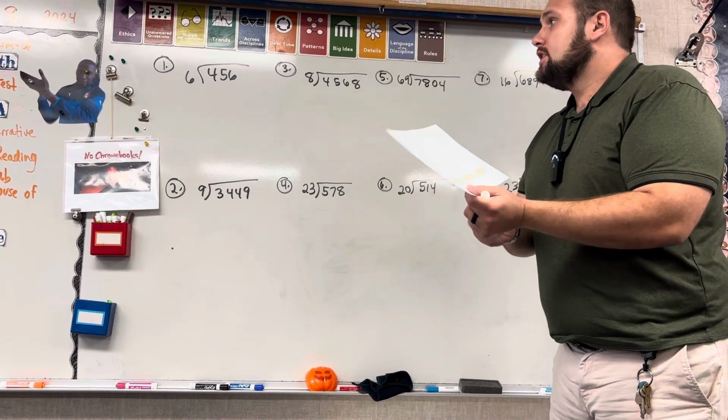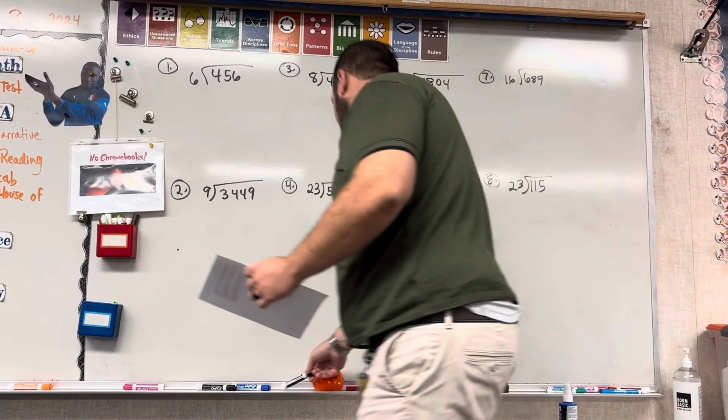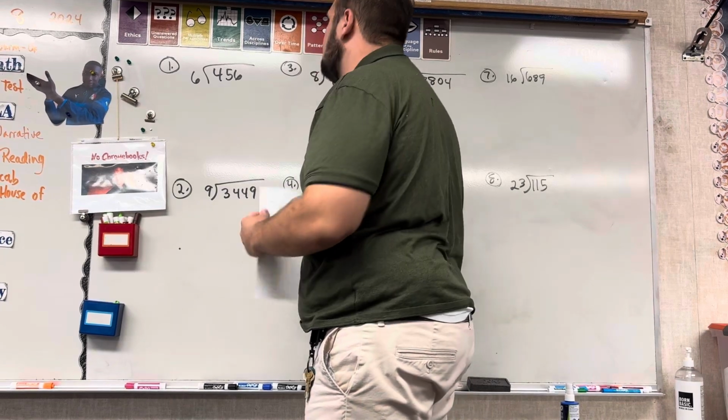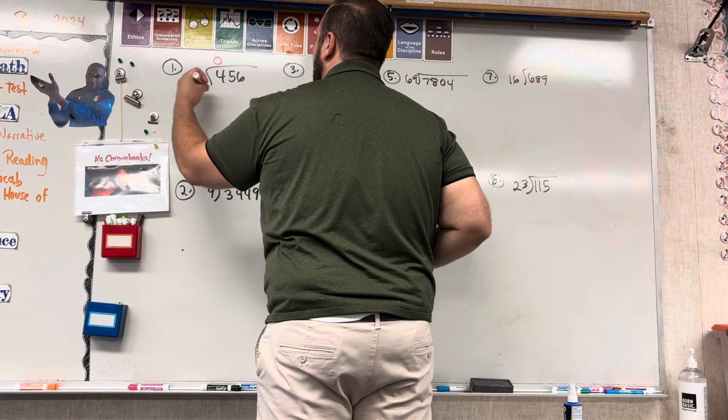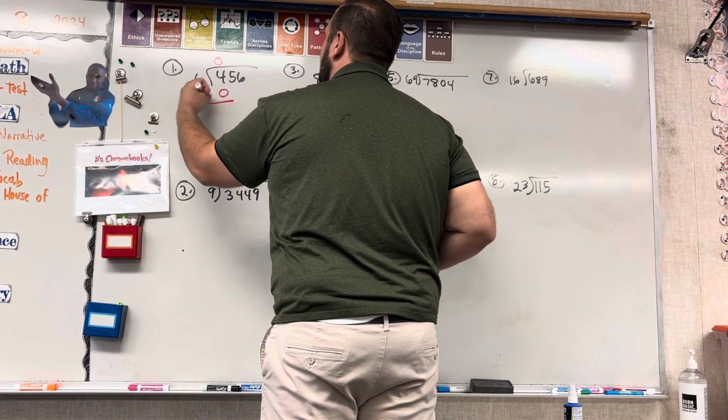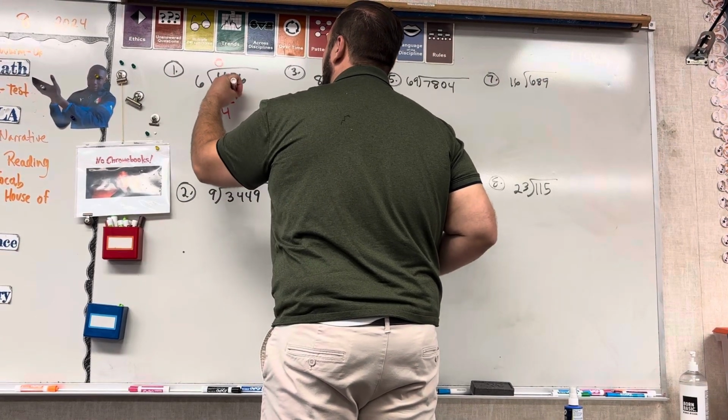Okay, so let's go over number one. Number one is 456 divided by 6. We know that 4 is too small. It goes in there 0 times, put the 0 on top. 6 times 0 is 0. When you subtract, you bring down the 5.